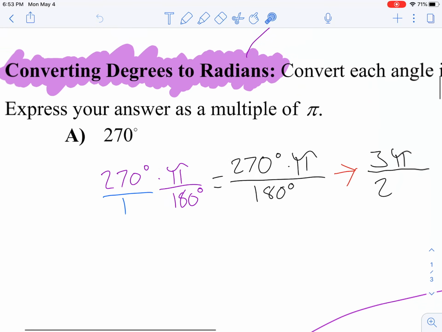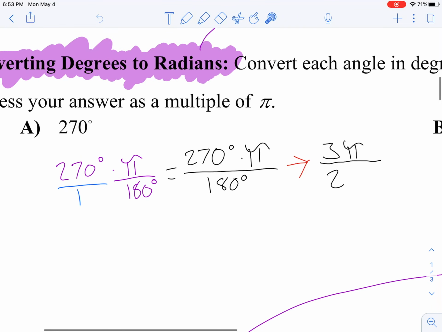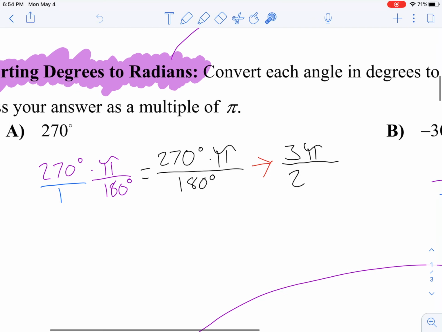So the first thing that I did here is I rewrote this. So 270 degrees times pi, because we multiply our numerators together, gives us 270 times pi. And then 1 times 180 is 180. So I multiplied my numerators together and my denominators together. You could leave it like this and then cross cancel. But I figured I'd put it all together like this first. And then the next thing we're doing is just reducing.